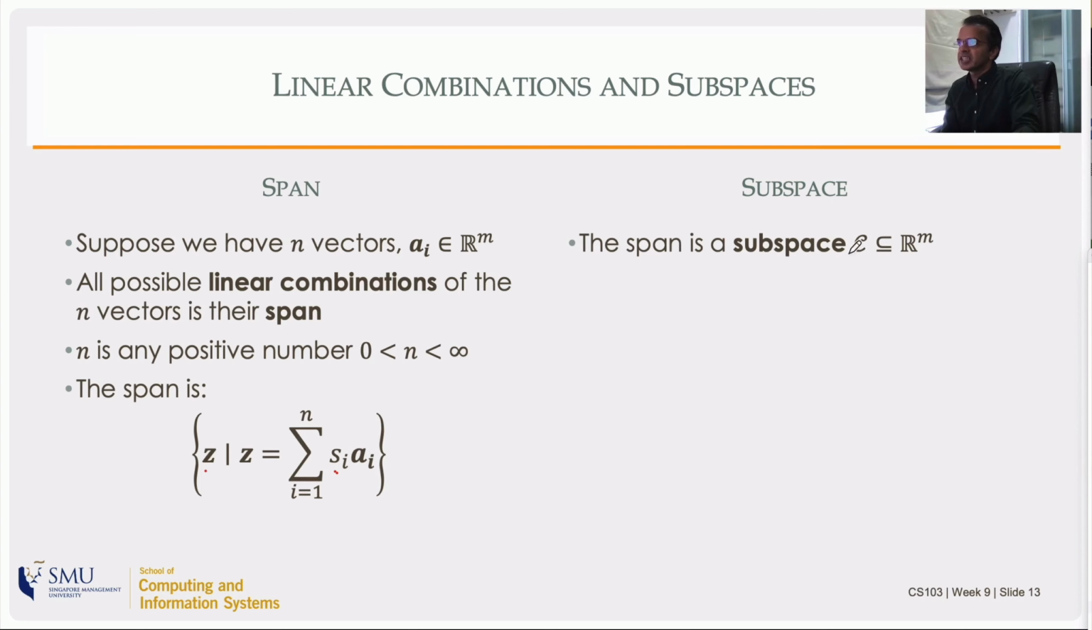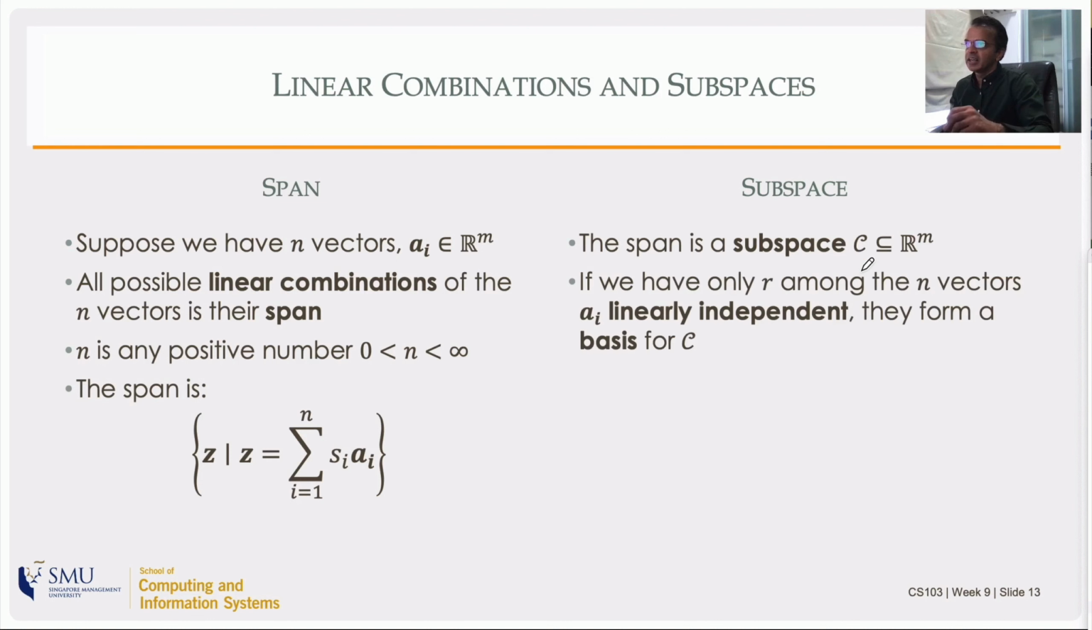So let me call that subspace C. Now each vector a_i has m components, so the span will be a subspace of R^m. So the containing space is R^m. I'm using the calligraphic symbol C.